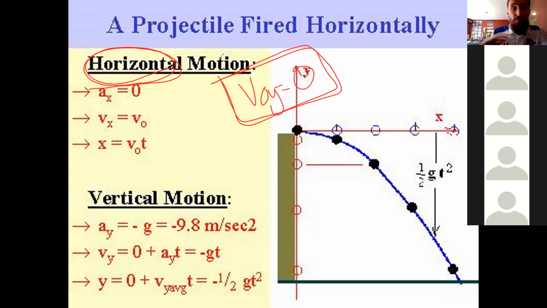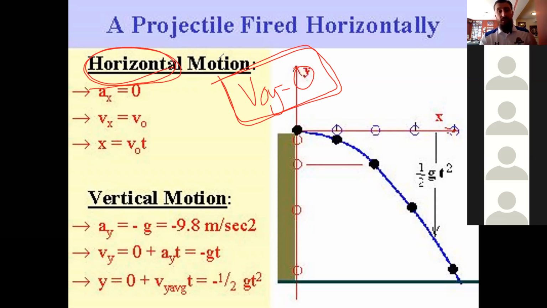You're not going to be able to use equations for this because you have to know that if it says I roll something off a horizontal table, when it leaves the table, its initial velocity in the y direction is zero. If I throw something out directly horizontal, its initial velocity in the y direction is zero.